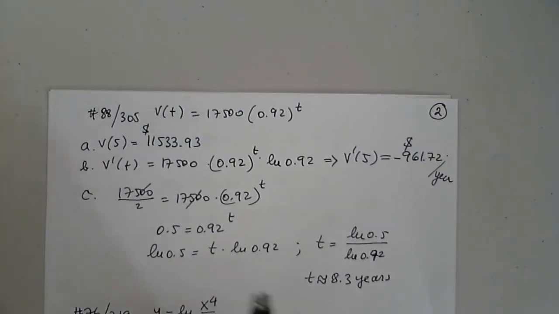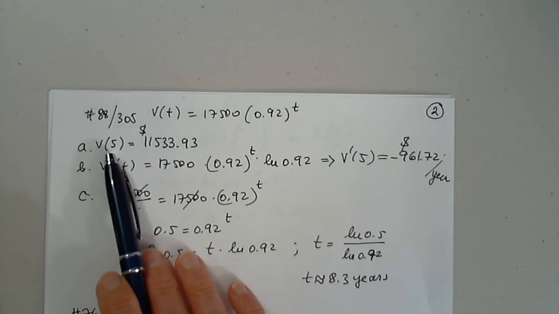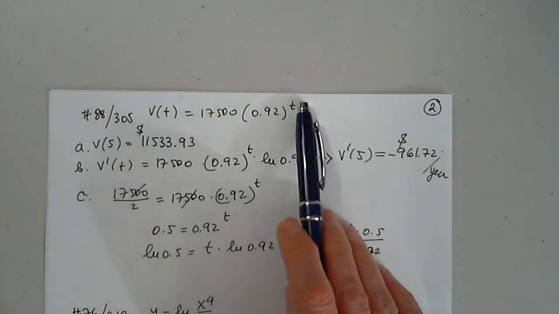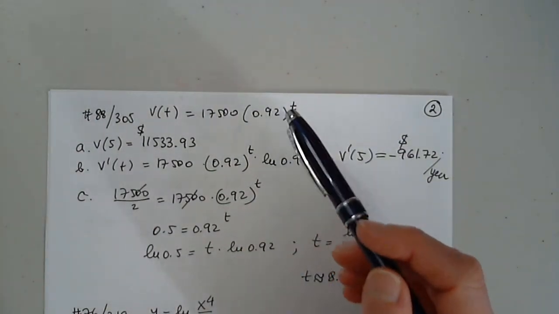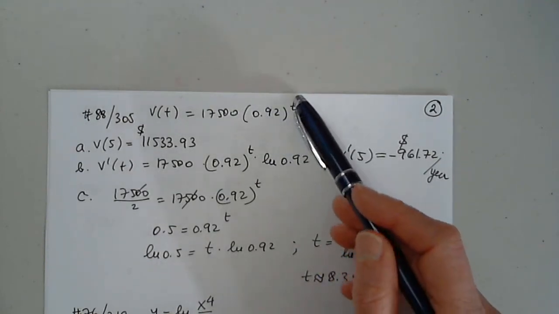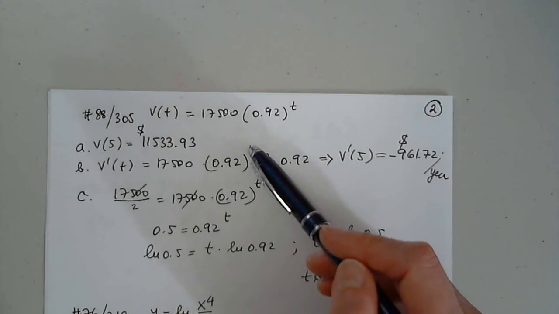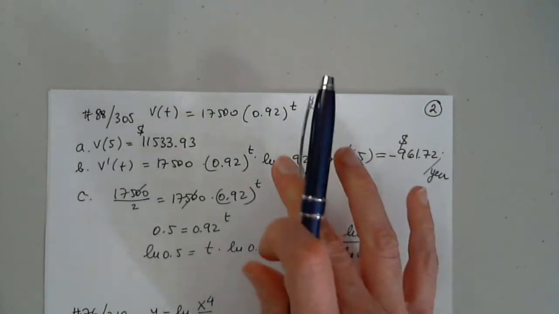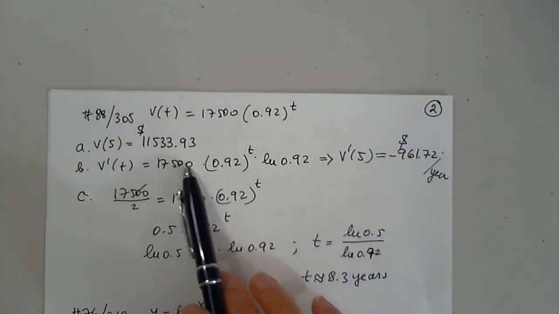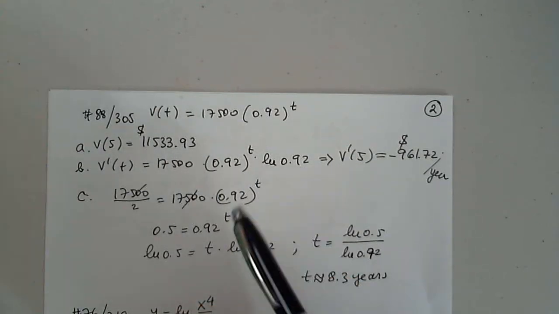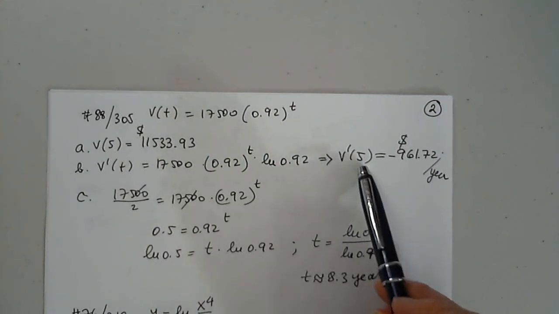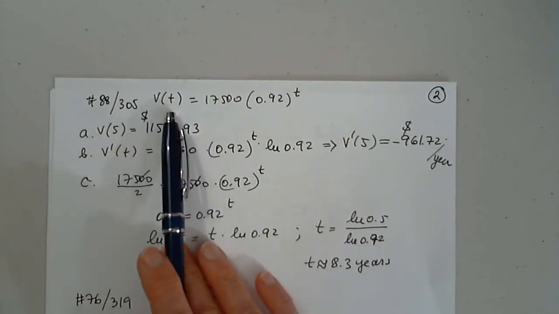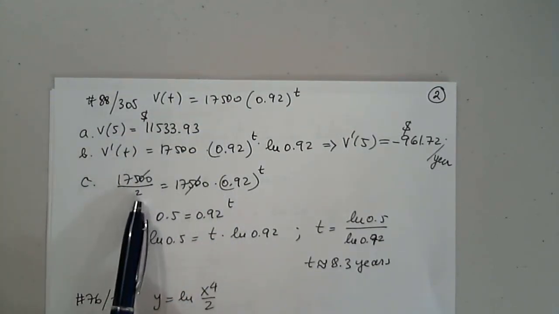Here's a word problem. We're asked to evaluate when t is 5, and we did. We found the derivative. So it's a constant times a function raised to a power. So when we differentiate this, we have a to the power, 0.92 to the t, multiplied by the natural log of 0.92, the natural log of the base. We didn't have this if the base were e. So then when we put this in the calculator with t replaced by 5, v prime of 5 gives us this number.